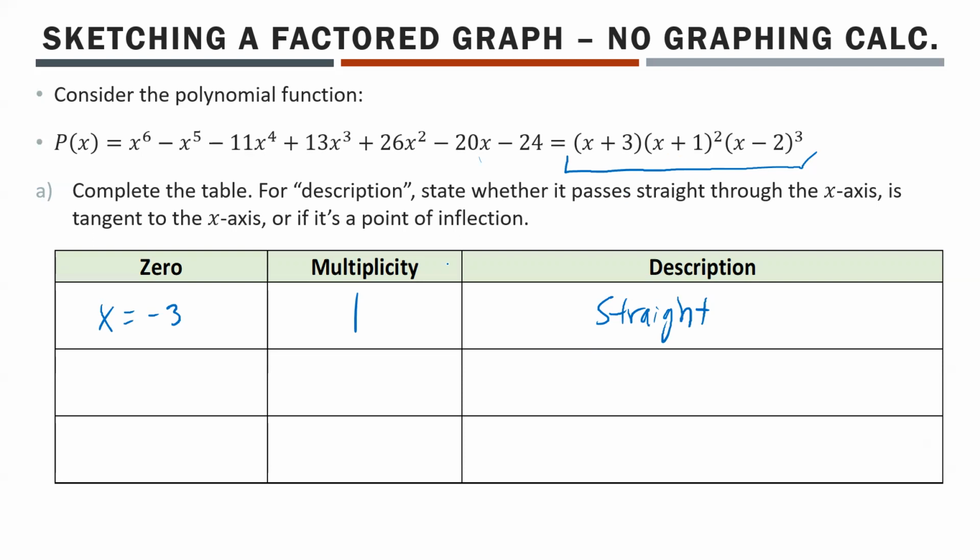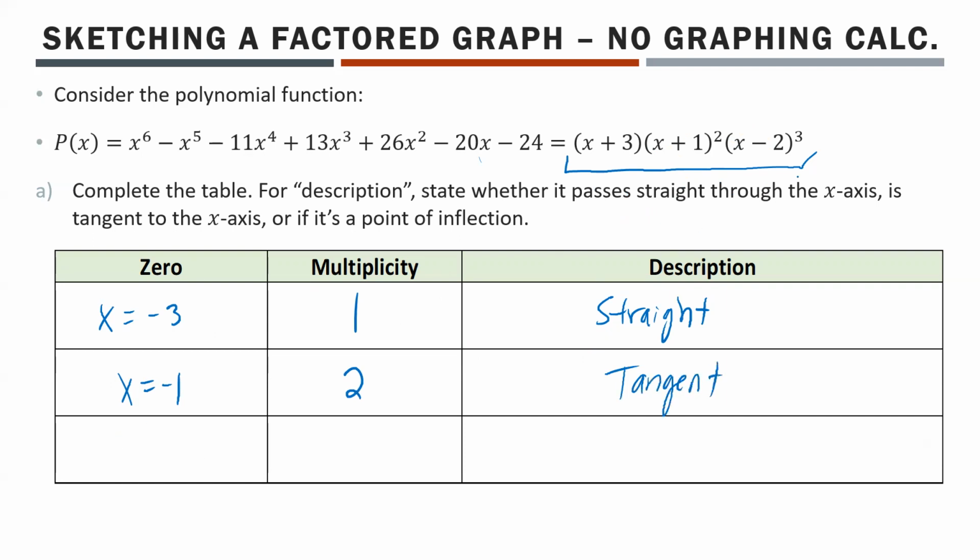The next zero that we're going to have is x is equal to -1. That's what this one would be right here in the middle. And that one has a multiplicity of 2 because of the exponent 2 on it. And if something has a multiplicity of 2, that's going to form like a little quadratic at the x-axis. So that's going to be a tangent.